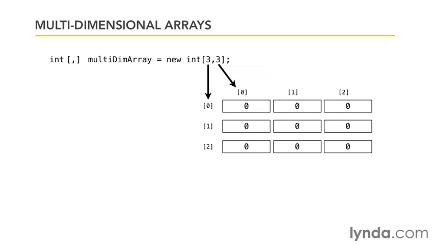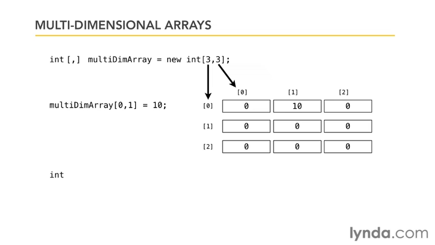So if I wanted to refer to a specific box inside the memory of the array here, I would say something like multiDimArray[0, 1] = 10. And that means row 0, column 1, then that's the one that gets changed to 10. And just like other arrays, you can initialize these too.